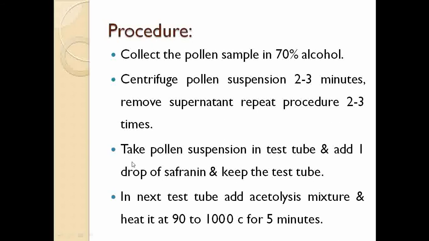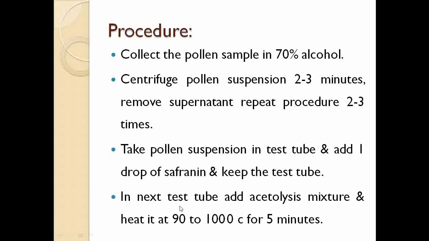Then you have to take one test tube. In that test tube you have to add the pollen suspension that you have prepared in 70% alcohol, plus one drop of safranin. This test tube you have to take for centrifugation for 5 minutes at 500 rpm. Okay, so this is about the first test tube. Then you have to take the next test tube, the second test tube.